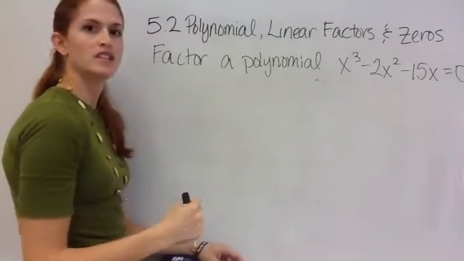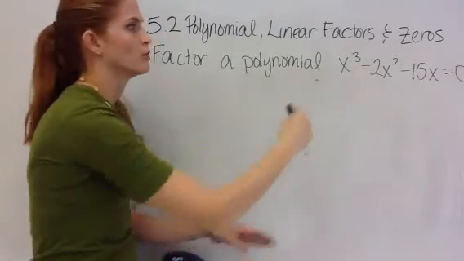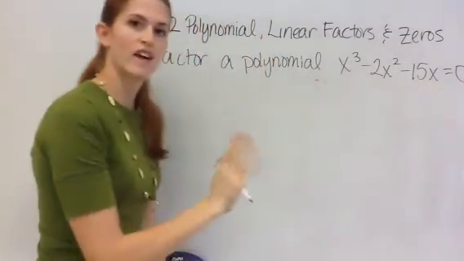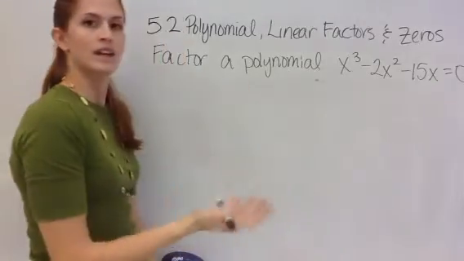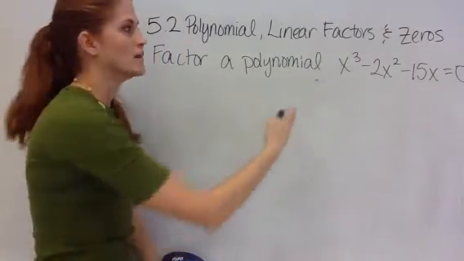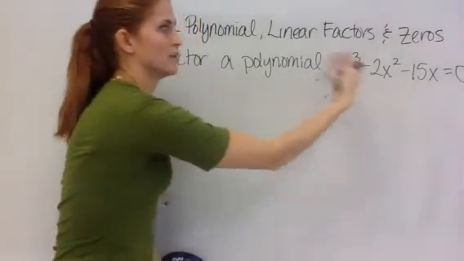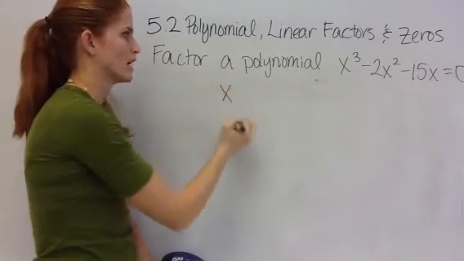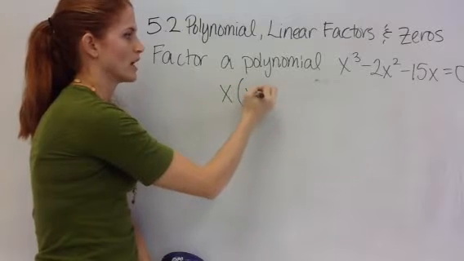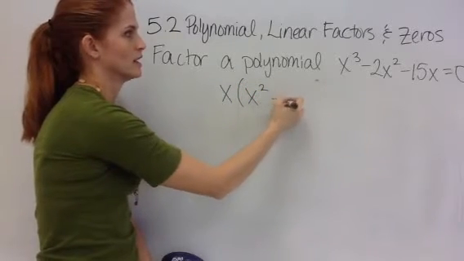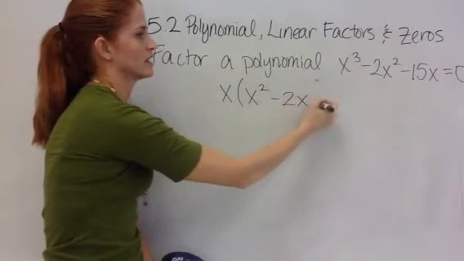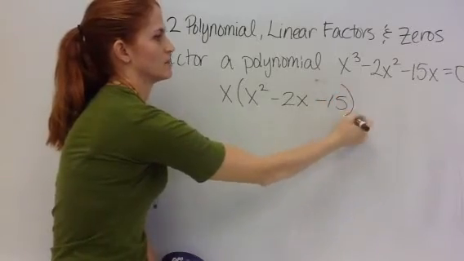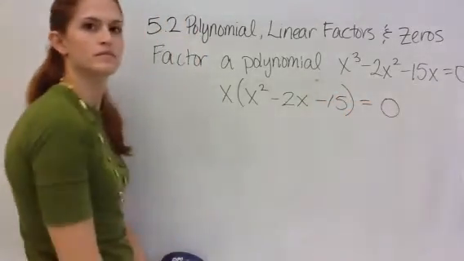So the first thing I need to do is get this polynomial equal to 0. We can't factor until it equals 0. Since this one already equals 0, I'm just going to find something in common with every term and pull it out. I notice there's an x in every term. So if I factor out an x, I'm left with x squared in the first place, then a negative 2x, then a negative 15, and this still equals 0.